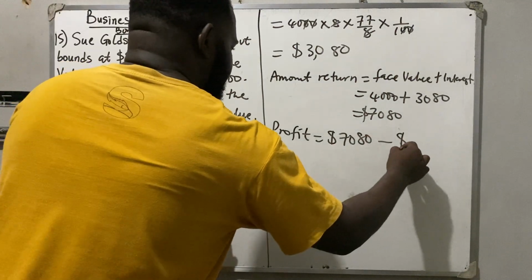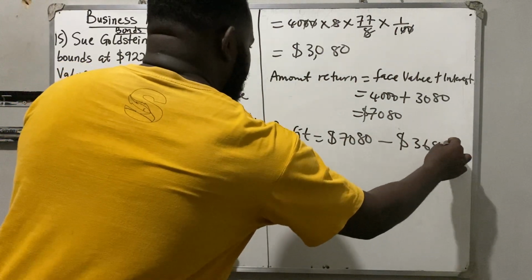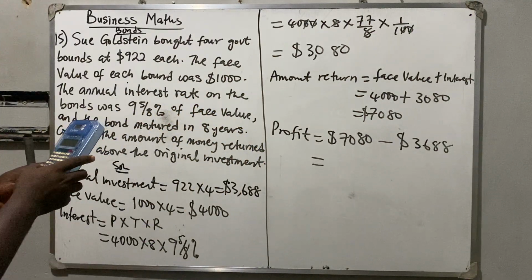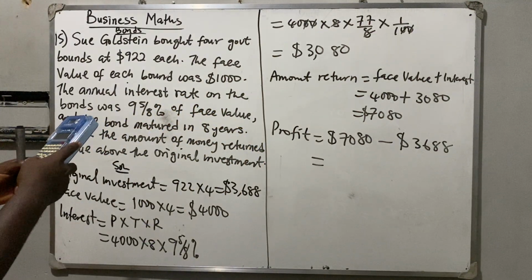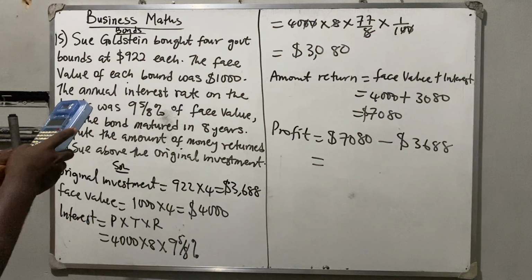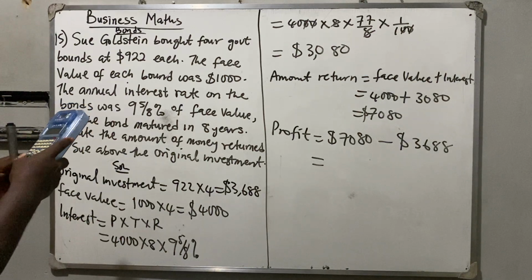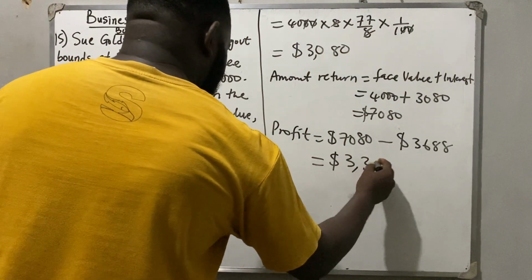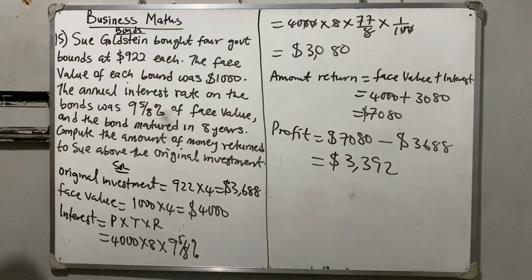He invested 3,688. So if you subtract, you are going to have 7,080 minus 3,688. So I'm going to have that the profit this man made is 3,392. So that is the profit he made in 8 years. So I'm going to pause this video and then write the next question and solve. So permit me to pause the video.